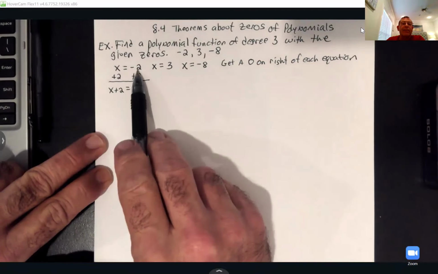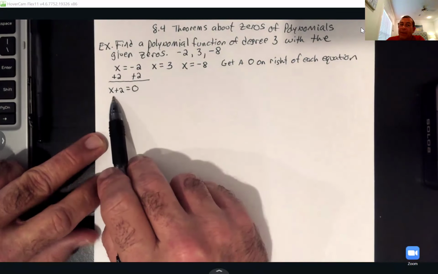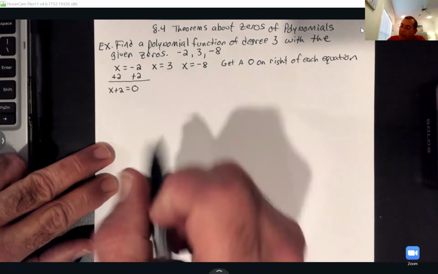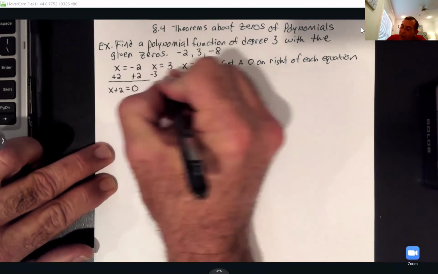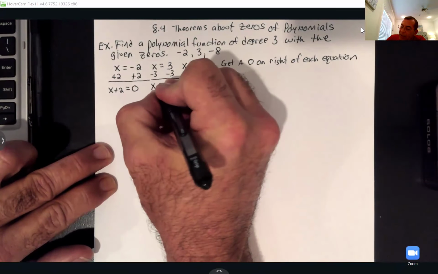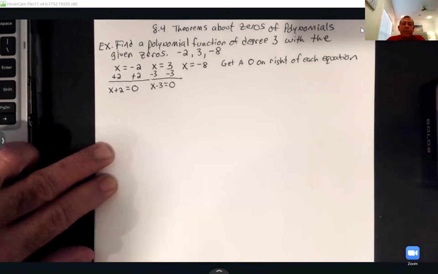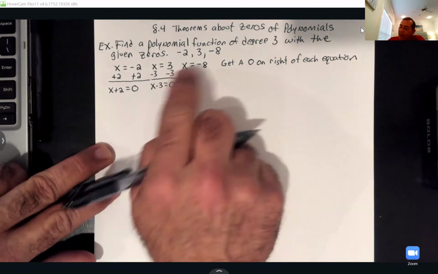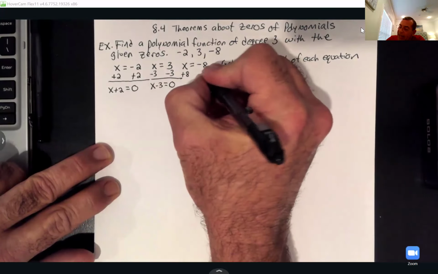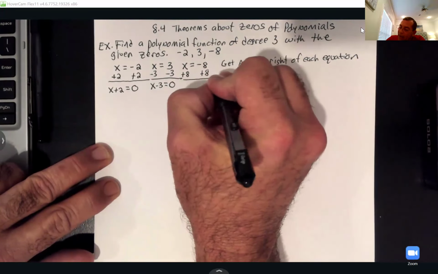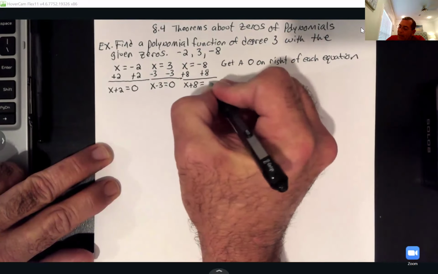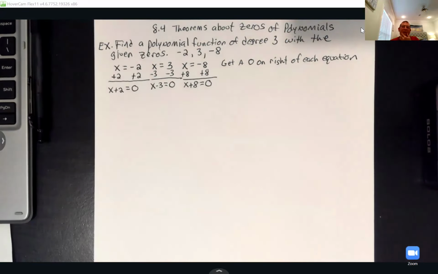Well, that makes sense. If the zero's a -2, the factor's got to be positive. And y'all, we're going to do that to these two. So this one's +3, so we're going to subtract 3 from both sides, and I get x minus 3 equal to 0. And then finally, -8 means we're going to add 8 to both sides. And y'all look at that, I get x plus 8 equal to 0.